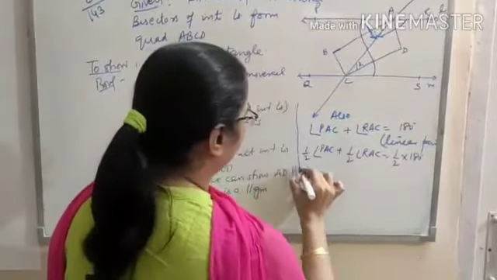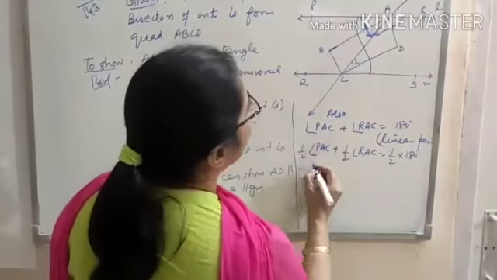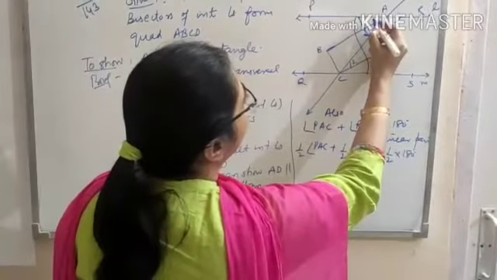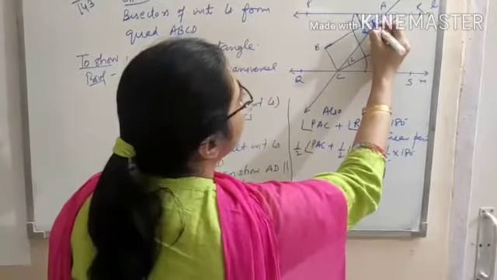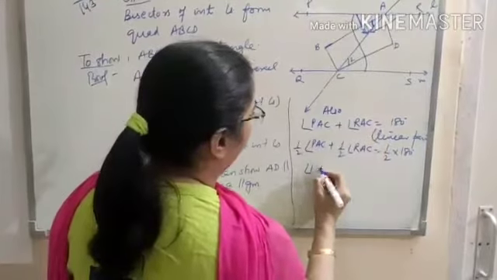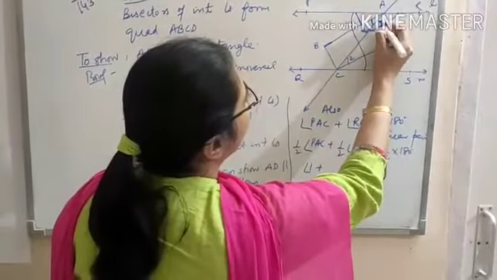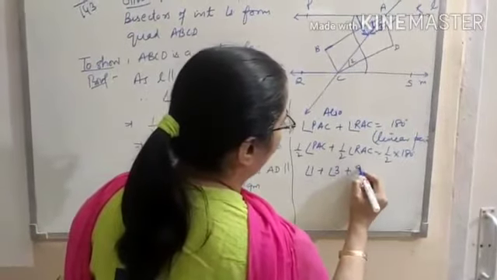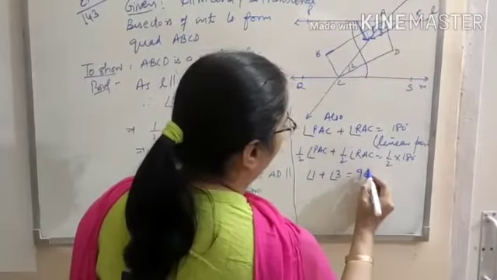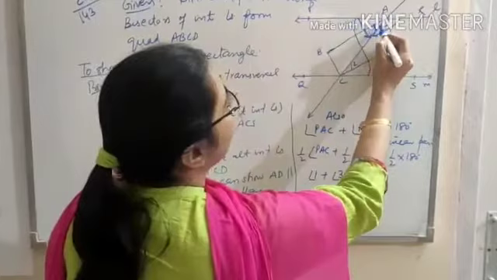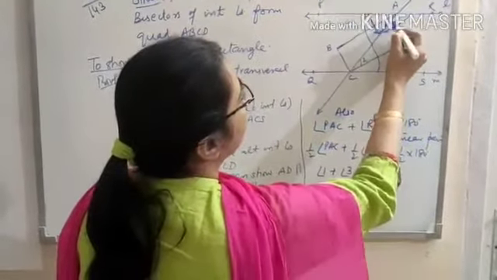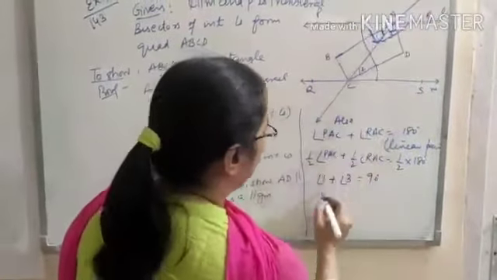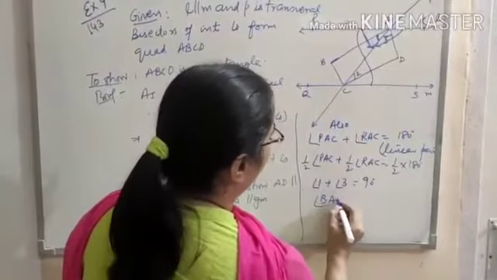So half of PAC I can write as this angle, angle 1, and half of RAC I can use as angle 3. So half of 1 and 3 is equal to 90 degrees. Half of PAC I have taken as angle 1 and half of RAC is angle 3. So 1 plus 3 is angle BAD.